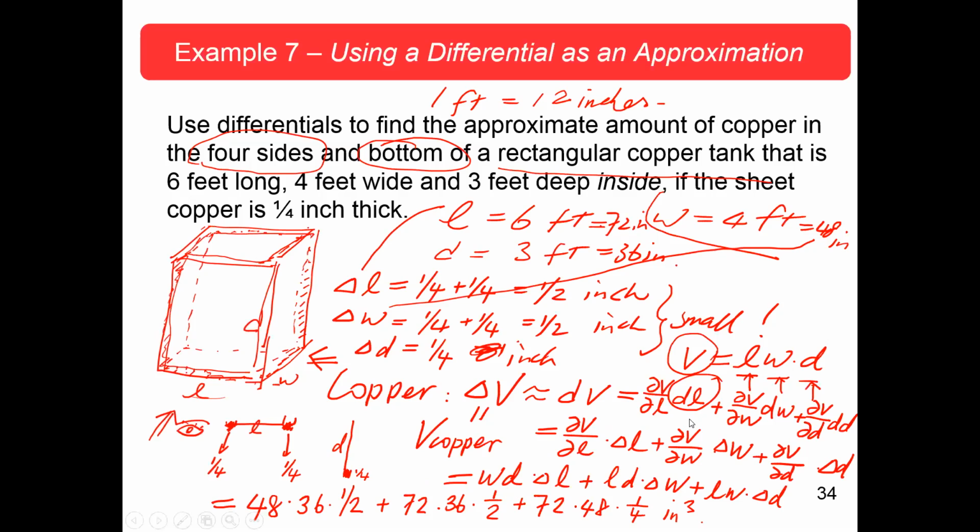Okay? Any questions with this problem? And it's relatively easy to compute, right? You can see 36 times 1/2 could be reduced, and 36 times 1/2 could be reduced, and 48 times 1/4 could be reduced. So it should be a pretty easy computation over here. Okay, so this is one example of using differentials as approximations in applications.